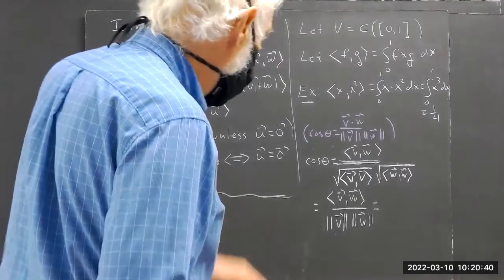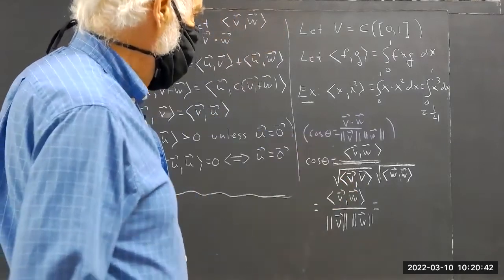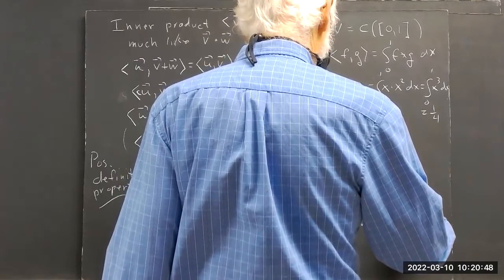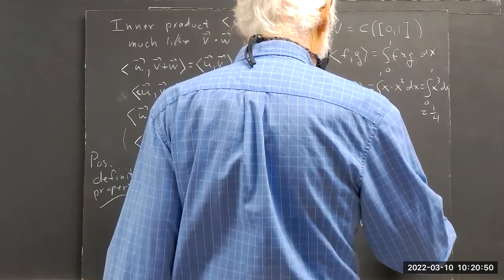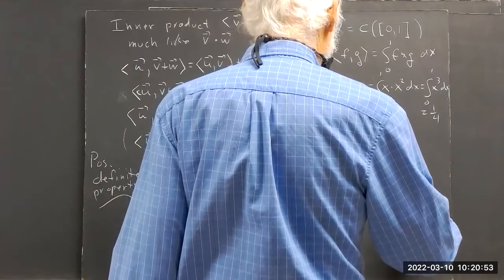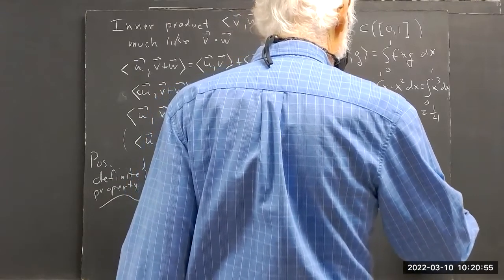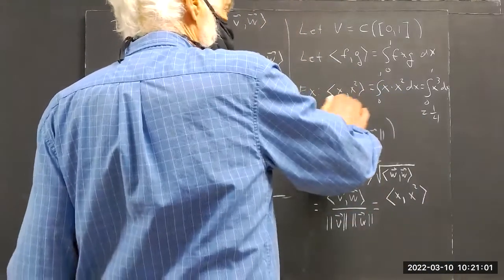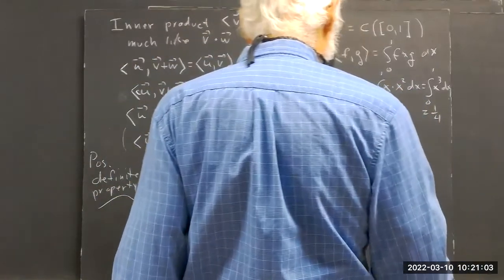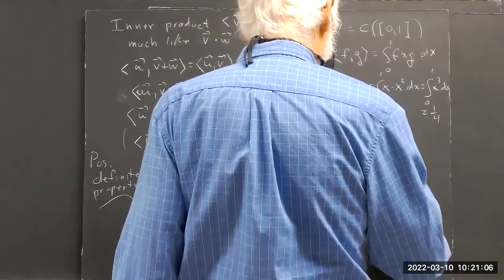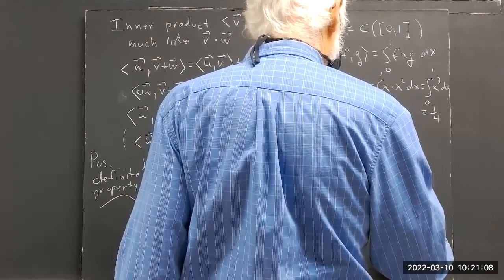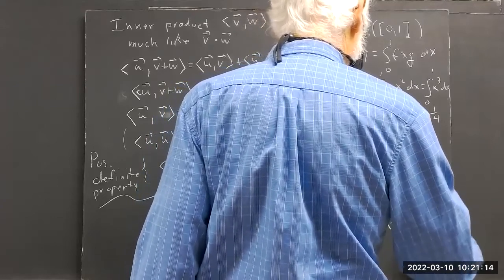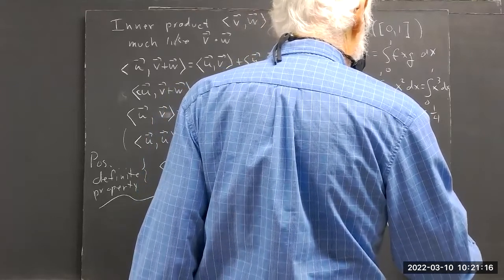So in this case, the inner product of v and w would be the inner product of x with x squared. So we're still using x and x squared. Let's find that a little better. Over the square root of the inner product of x with x times the square root of the inner product of x squared with x squared.